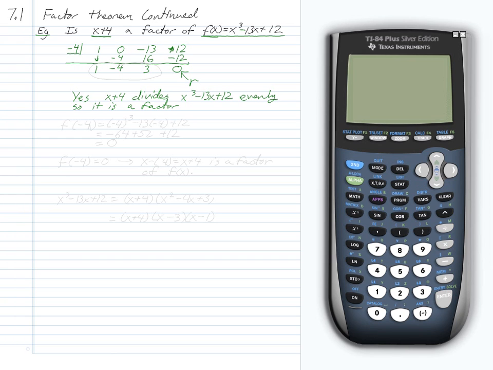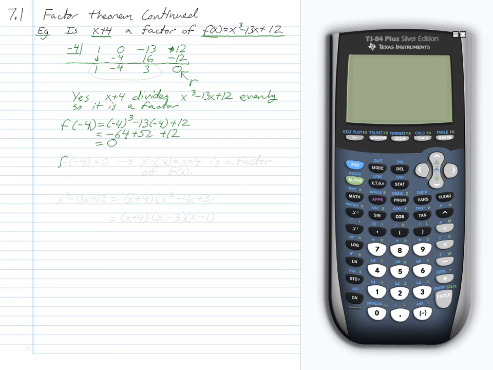Now another way of doing that, we could have evaluated our function at -4, and we would arrive at the same result. So f of -4 is -4 cubed minus 13 times -4 plus 12. Now this might be a little bit more work. -4 cubed is -64, 13 times 4 is 52. And I do in fact end up with a result of 0.